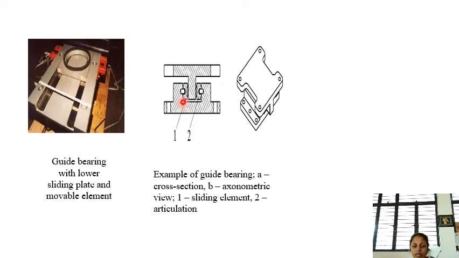Here you can see this is the sliding element. The middle portion is the sliding element, and the side portion is this articulation. So whenever the load is happening and there's a displacement, this guide bearing will be sliding to and fro and compensating the displacement.